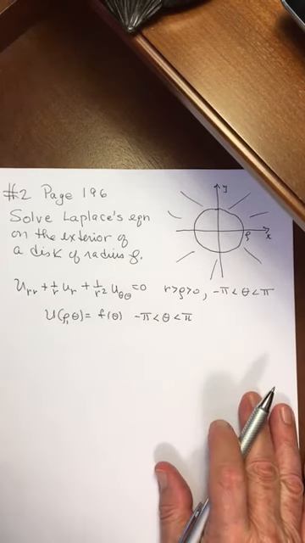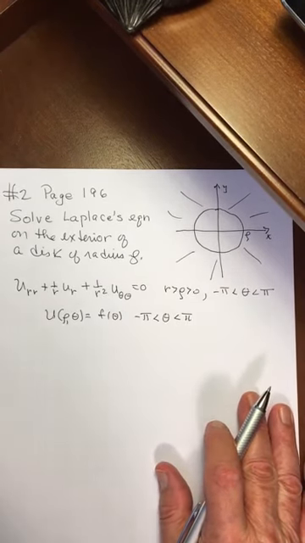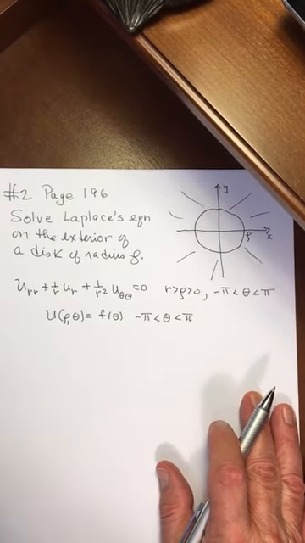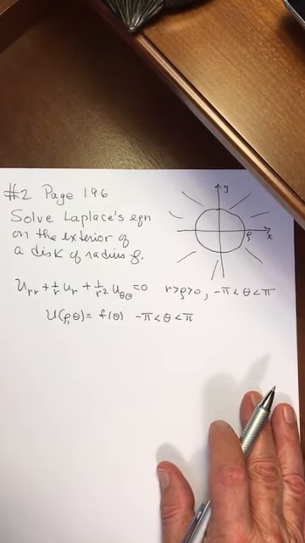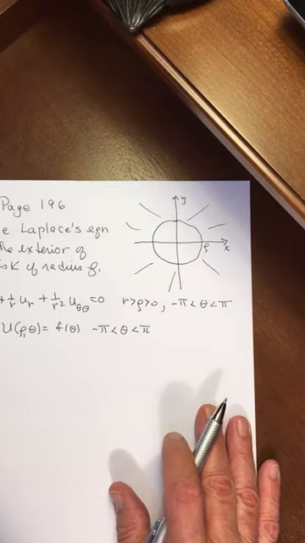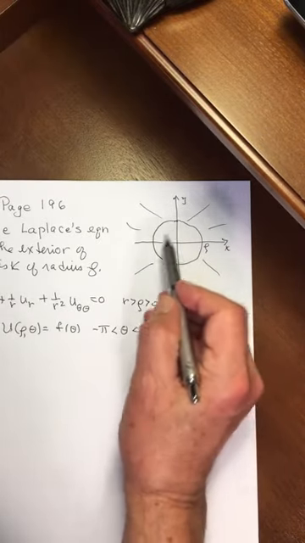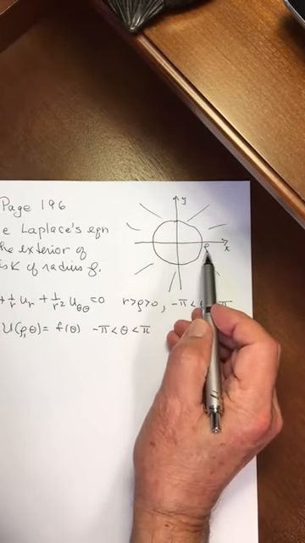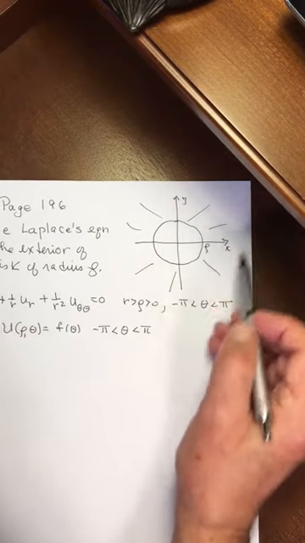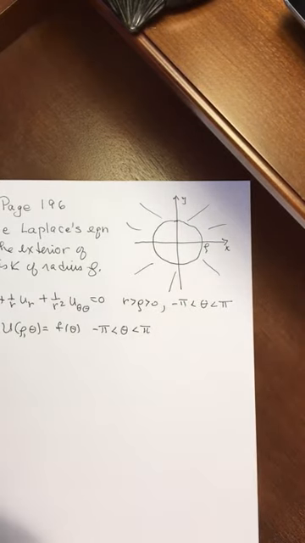Problem number 2 on page 196. We're asked to solve Laplace's equation on the exterior of a disk of radius rho. And here's the picture. We're looking at a disk-like region of radius rho, and we want to solve the boundary value problem on the exterior.